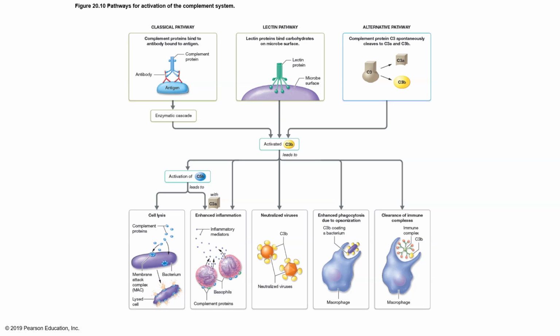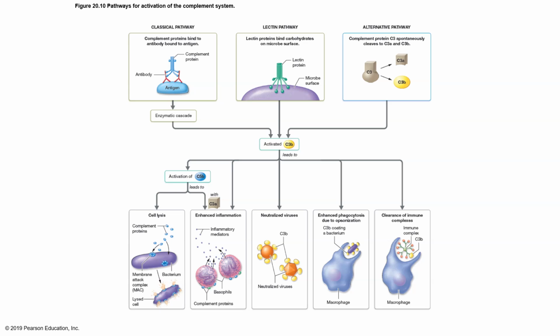And then you have C3b leading to neutralization of viruses. These are viruses that are coated with the complement protein C3b once it's activated. So these viruses have been neutralized. In other words, they're not able to produce harm because they're isolated from the healthy cells. Another function of complement proteins is that they enhance phagocytosis by C3b coating the microbe, this rod-shaped bacterium.